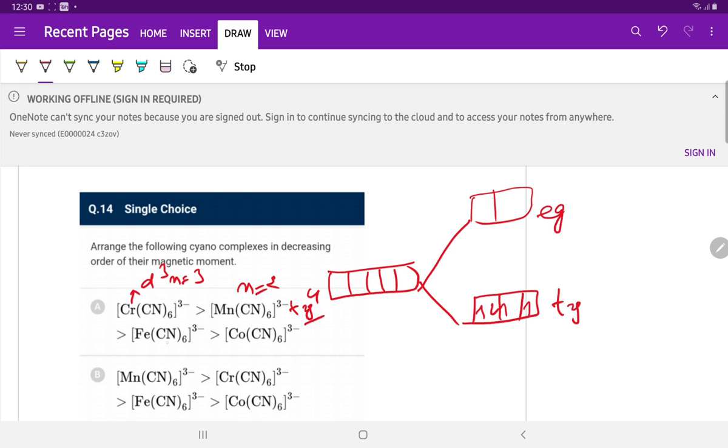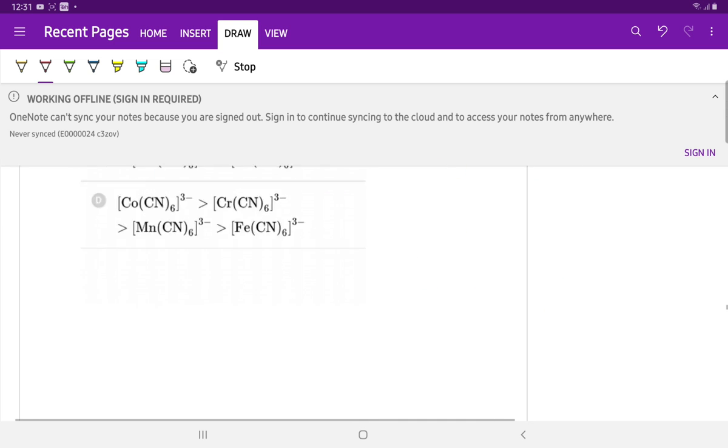[Fe(CN)6]3-, d5, and the d5 configuration contains only 1 unpaired electron. And cobalt 3 plus is d6, n is equal to 0. So arranging the cyano compounds in decreasing order of magnetic moment: 3, 2, 1, 0. So option A is correct. [Cr(CN)6]3- contains 3 unpaired electrons, [Mn(CN)6]3- contains 2 unpaired electrons, [Fe(CN)6]3- contains 1 unpaired electron, and [Co(CN)6]3- contains 0 unpaired electrons.